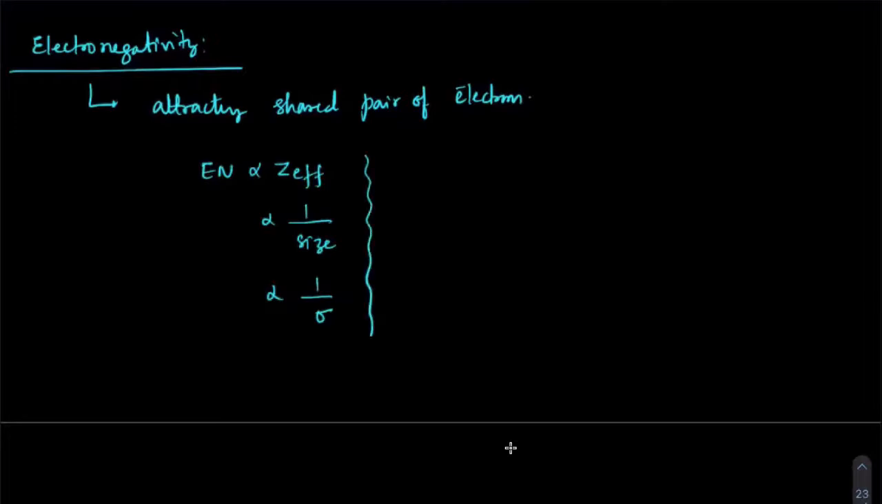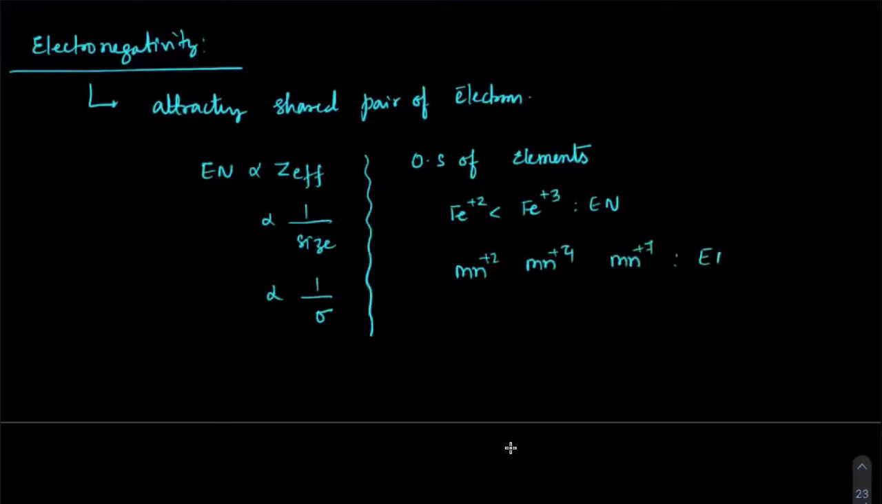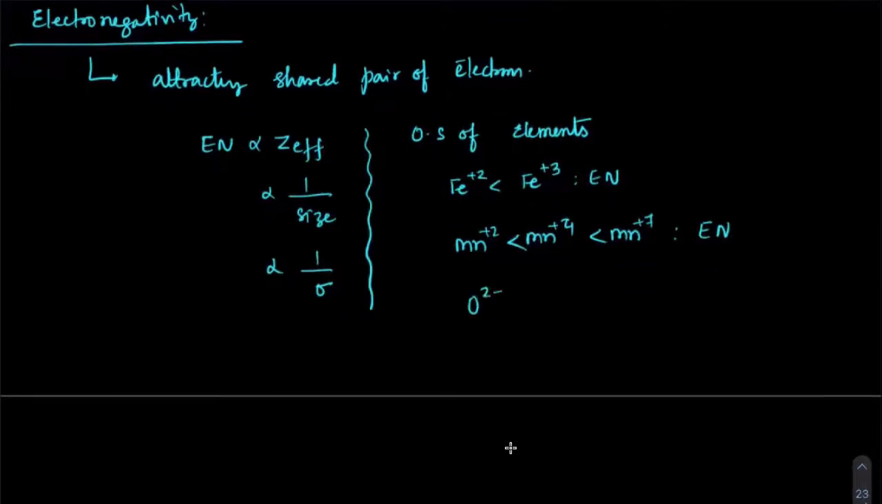Here there are a few important cases, like the oxidation state of elements. If it is more or less, what would happen? If positive charge is increasing, then electronegativity will increase. For example, Mn+2, Mn+4, Mn+7, in all of these cases electronegativity will keep increasing. But if it is negative charge, like O2-, O-, electronegativity will decrease. If negative charge increases, electronegativity decreases.